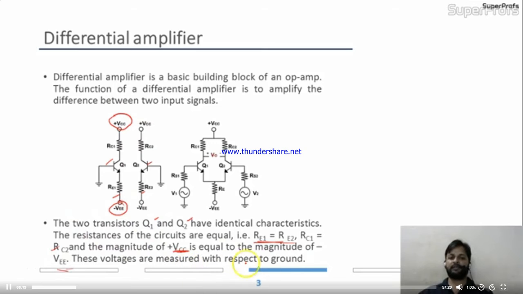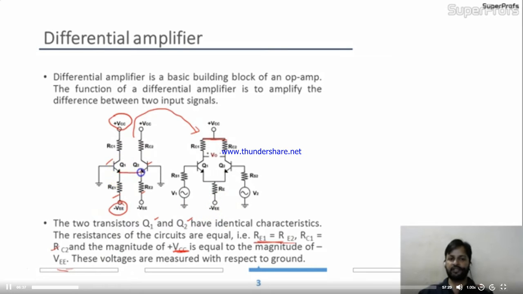So these voltages are measured with respect to ground, and with respect to ground, the values of these voltages are given. Okay. So when you combine this circuit, it will become like this. VCC is common because it has the same value. VEE is also common, same value.